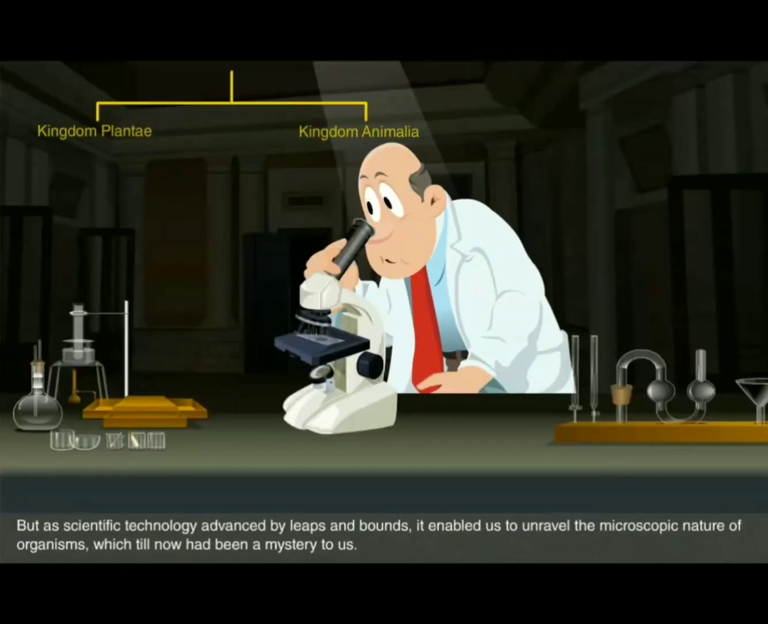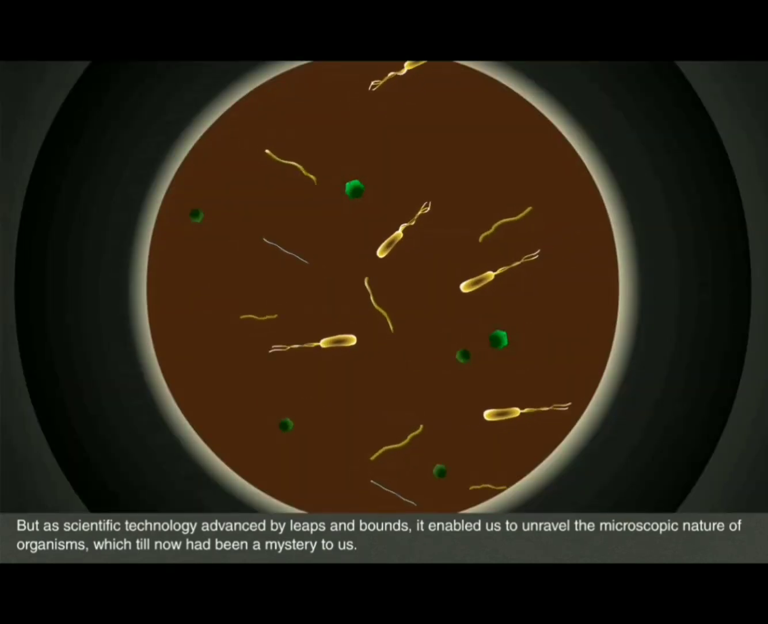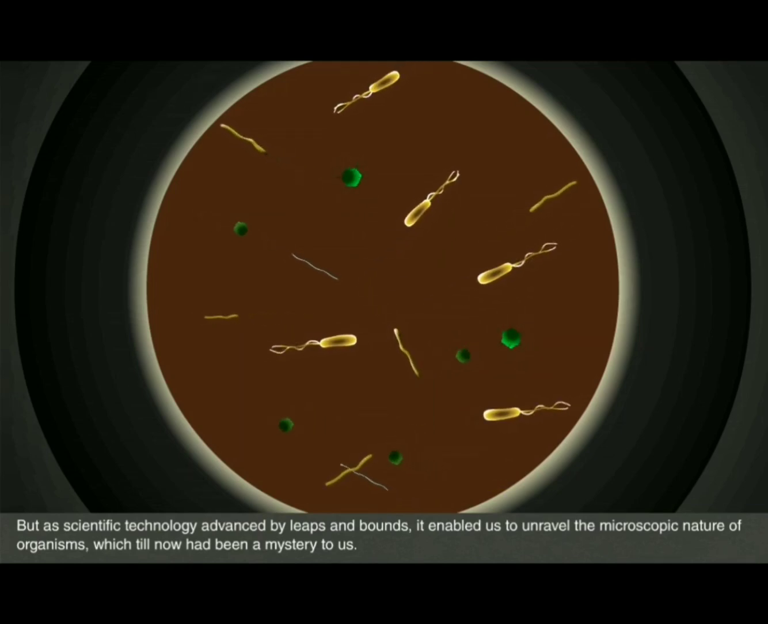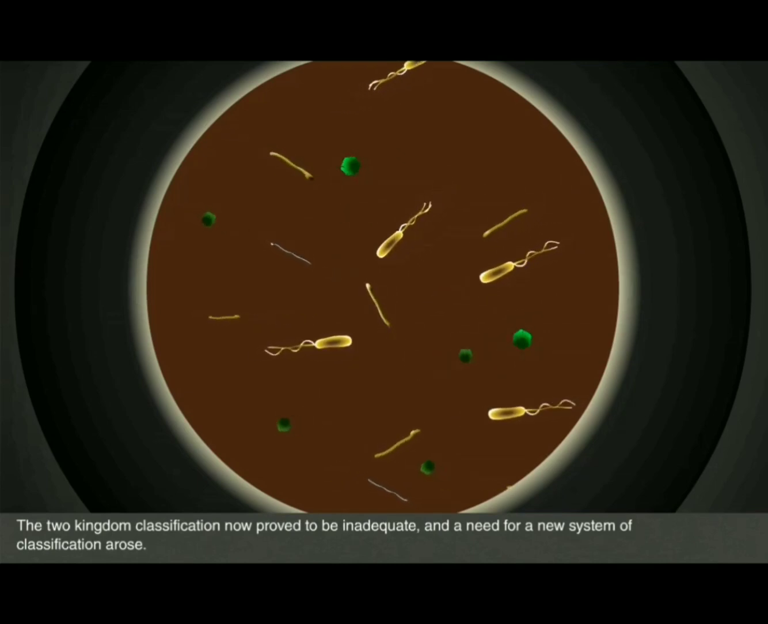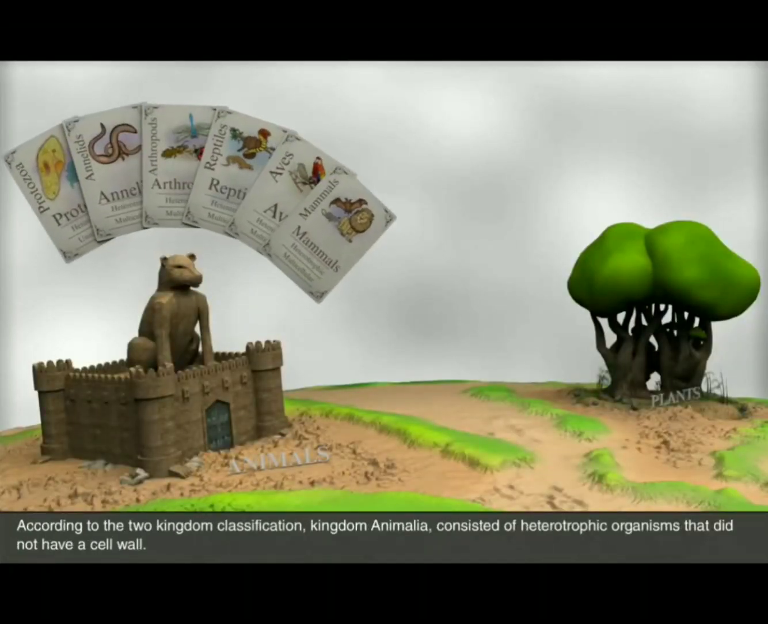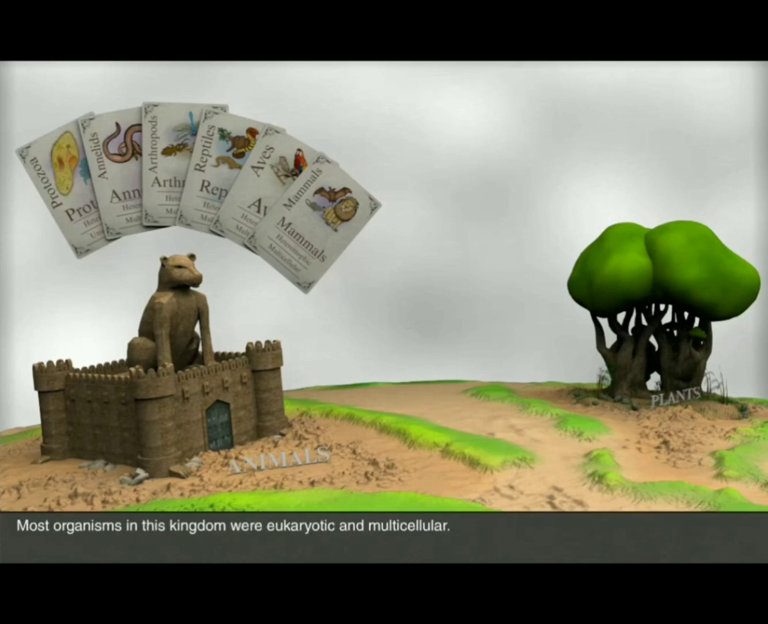But as scientific technology advanced by leaps and bounds, it enabled us to unravel the microscopic nature of organisms, which till now had been a mystery to us. The two-kingdom classification now proved to be inadequate, and a need for a new system of classification arose. According to the two-kingdom classification, Kingdom Animalia consisted of heterotrophic organisms that did not have a cell wall. Most organisms in this kingdom were eukaryotic and multicellular.